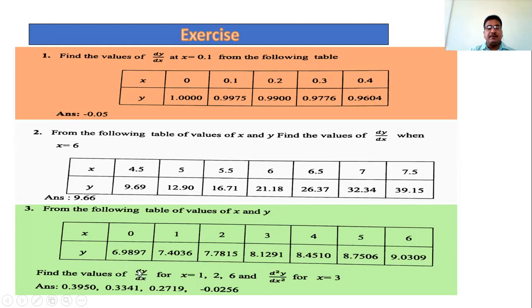What is the question? Find dy/dx, that is, the first order derivative and second order derivative. First order derivative at 1, 2, and 6. All the points are present in the table. In order to find the first order derivative at 1 and 2, use the forward interpolation formula. In order to find the derivative at 6, use the backward difference formula. And then for the second order derivative at 3, use the forward difference interpolation formula. And then we have these answers.